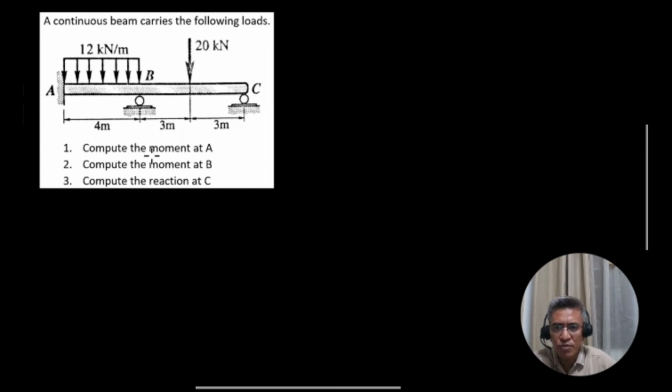And we need to compute, first, the moment at point A. Number two, compute the moment at B, and compute the reaction at C. Solution.